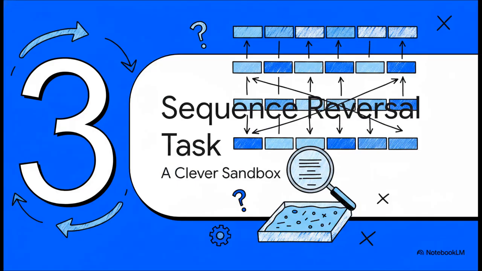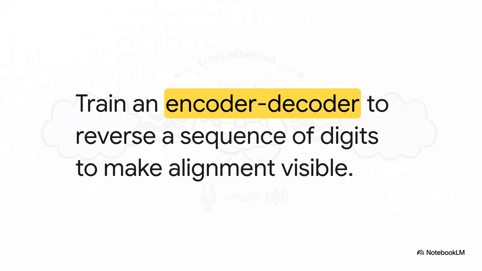Section 3. The sequence reversal task. A clever sandbox. So you might be wondering, how do we actually prove this alignment matrix does its job without getting completely bogged down in messy, complicated language datasets? Well, the developer chose a brilliantly simple sandbox task to demonstrate this: sequence reversal. Instead of starting with complex French or Spanish grammar, the model is trained simply to take a sequence of digits and spit them back out in reverse order.